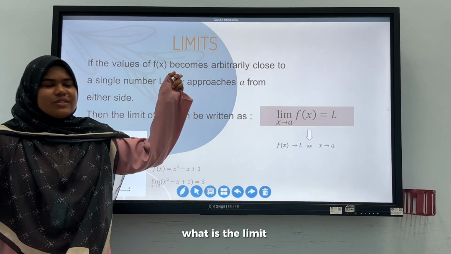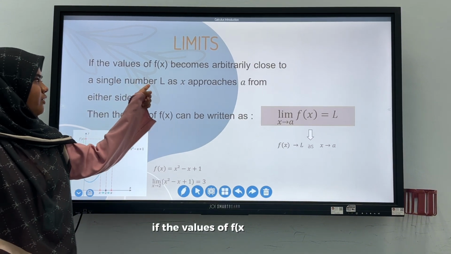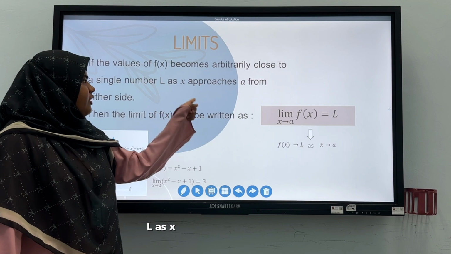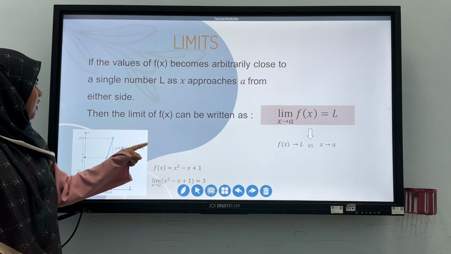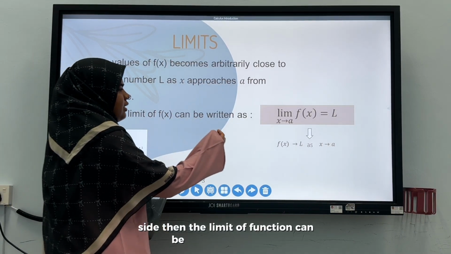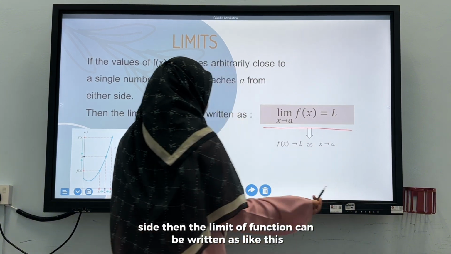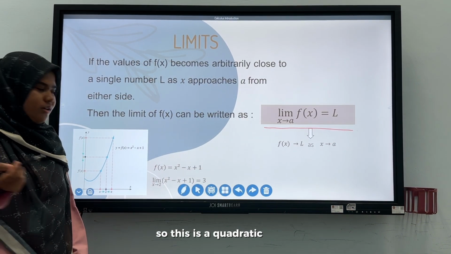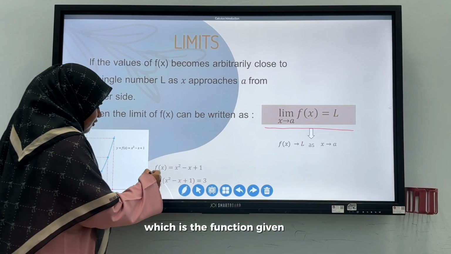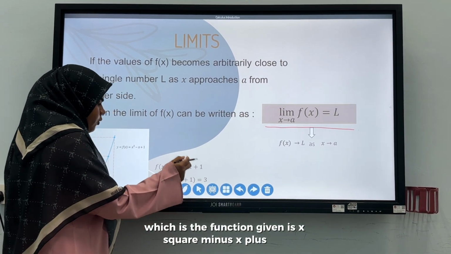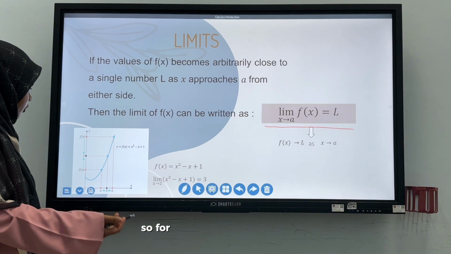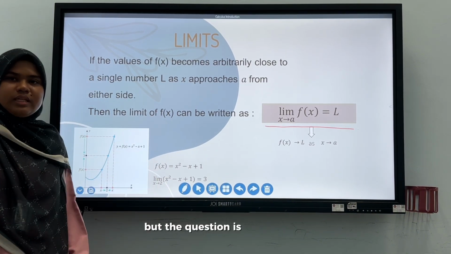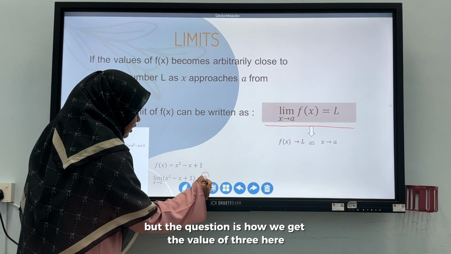What are limits? If the values of f(x) become arbitrarily close to a single number L as x approaches a from either side, then the limit of the function can be written like this. Let me give you an example of this graph. This is a quadratic graph, where the function given is x squared minus x plus 1. The limit of the function is given here. But the question is how we get the value of 3 here.